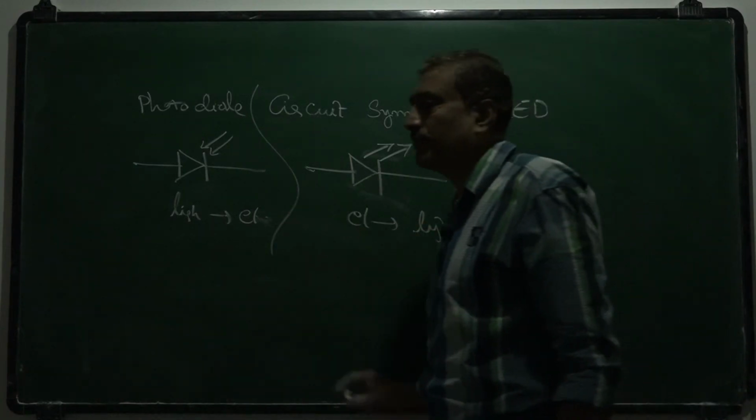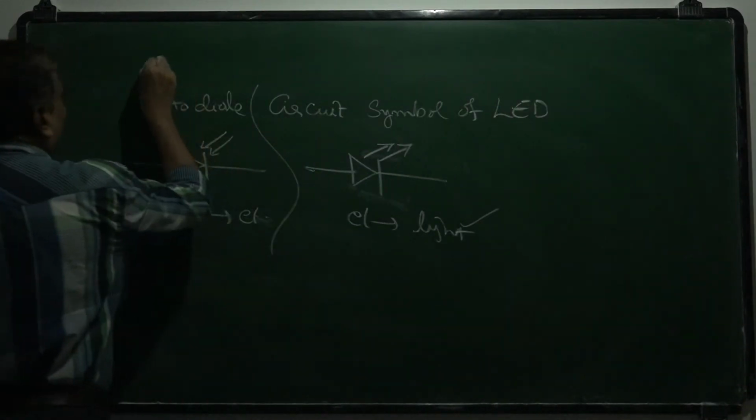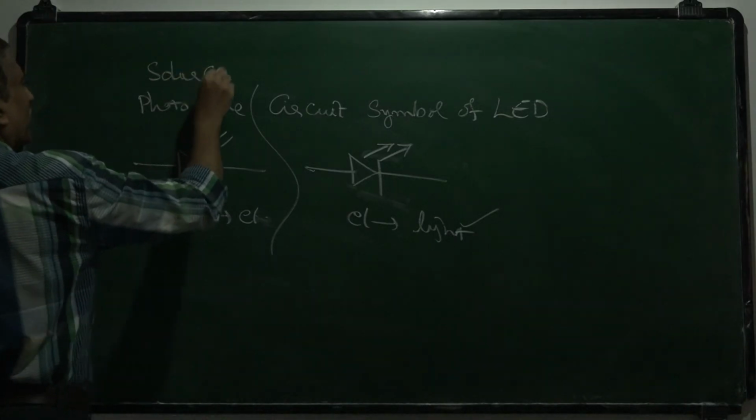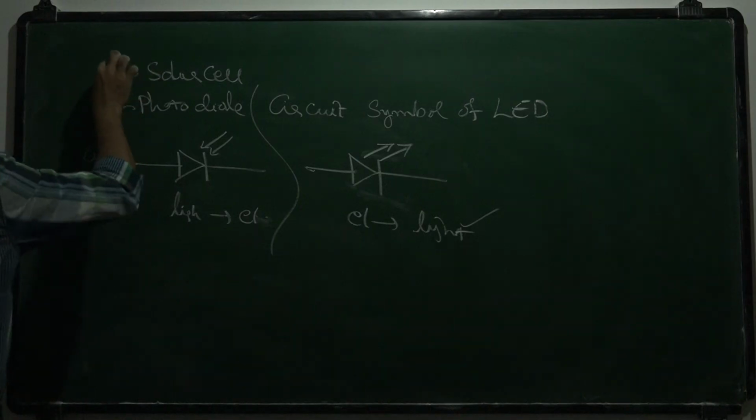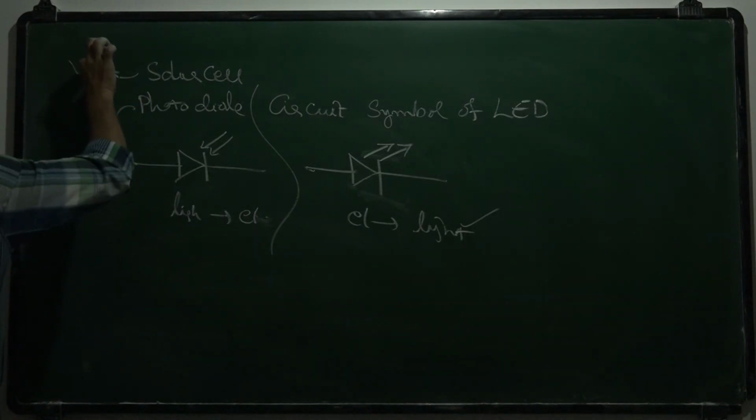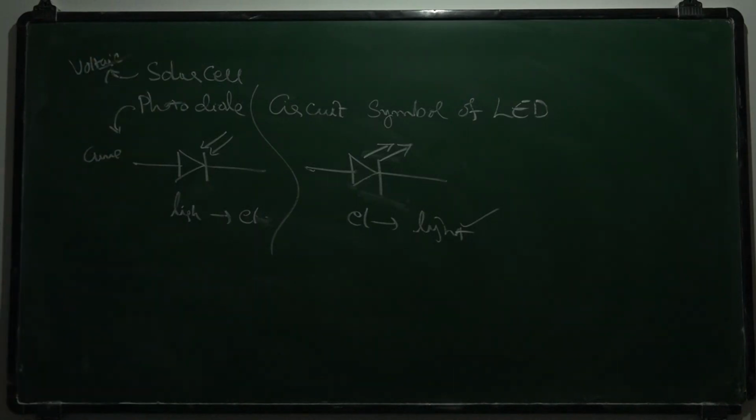Okay. So photodiode and solar cell both work on the same principle, but this one works in photoconductive mode and this one works in photovoltaic mode. So that is the main difference. Okay.